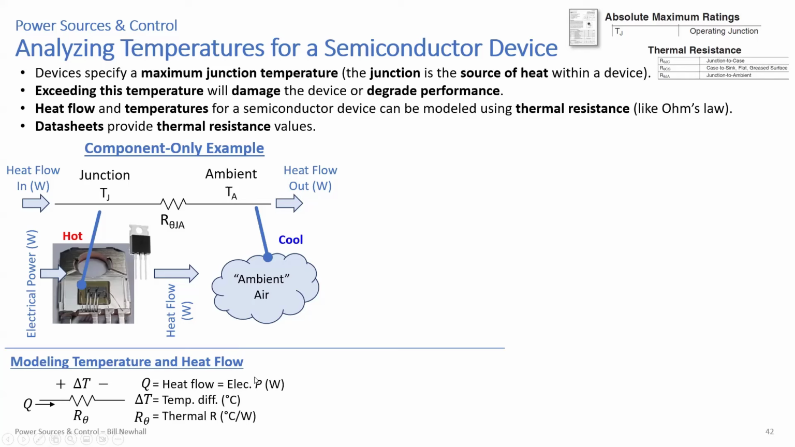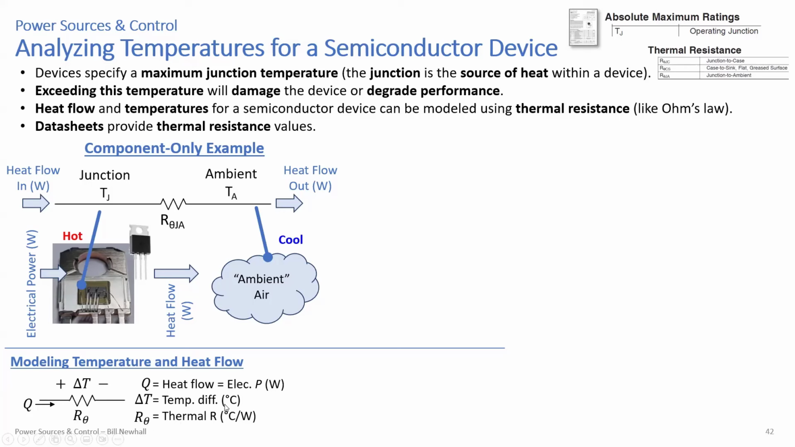And Q, we use Q for charge in electrical engineering, so I'm going to start using P in a minute. But they're power values in watts. So you have a certain amount of heat flowing here. And delta T is a temperature difference from one side to the other of that thermal resistance. That's just like a voltage difference across a resistor. And R sub theta is this thermal resistance.